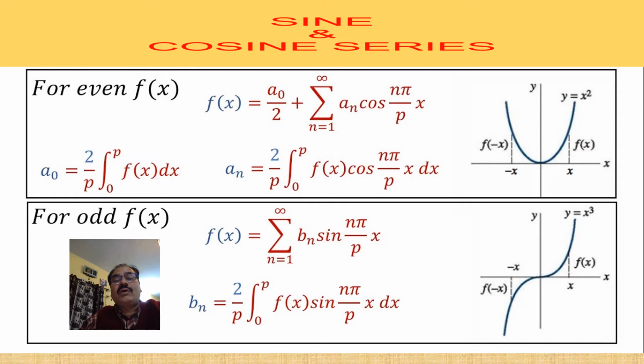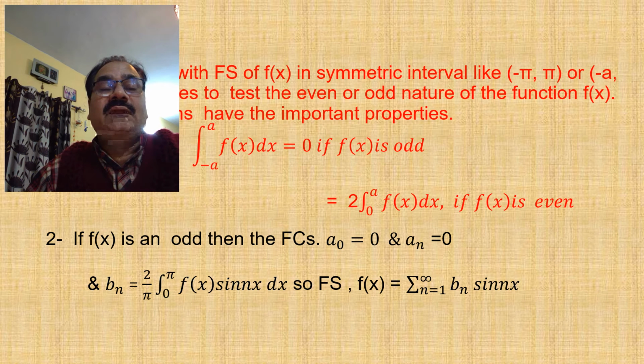Similarly, in case of an odd function, we can also define a series, that is the sine series. You can look here, y is equal to x cube. It means the function is odd, and in this case we get only b n by using the definite integral properties. So b n is equal to 2 over p, integral 0 to p f(x) sine n pi over p into x dx. So this is about the sine and cosine series.